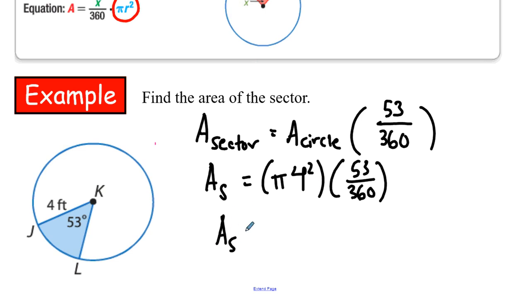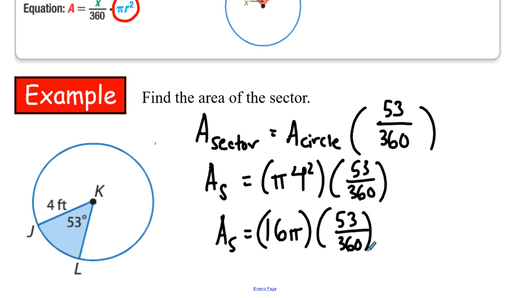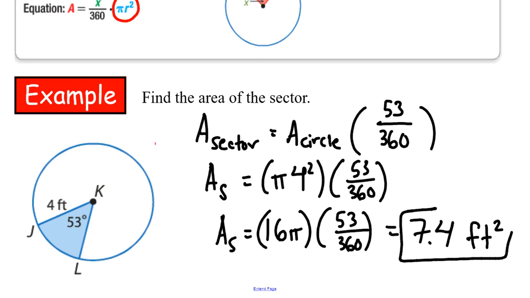So the area of the sector will be 16 pi, and then I'll take 16 pi and multiply by 53 and divide by 360. So 16 pi times 53 divided by 360 tells me the area of that sector is 7.4. My units are feet. Since it's an area, it's square units. So 7.4 feet squared, or square feet.